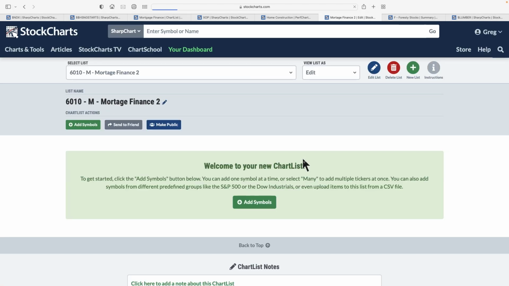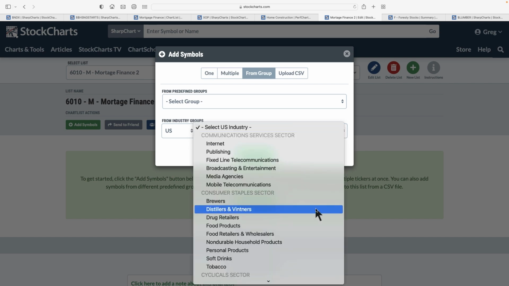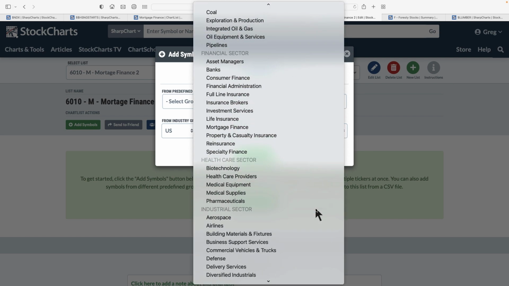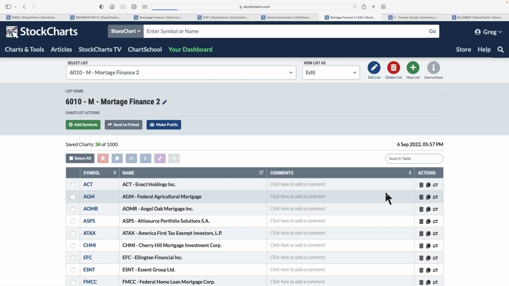But now when you want to add symbols, what you can do is you go in here and you say from group, then you select your US industry. I'm going to go down to financials, and I'm going to go pick mortgage finance, whatever. Let's say I wanted to go pick consumer finance. We could do that as well. But real quick, you can go through and look at the market in different areas and just see what's there. And again, add these charts, and now all of a sudden we've got this group.